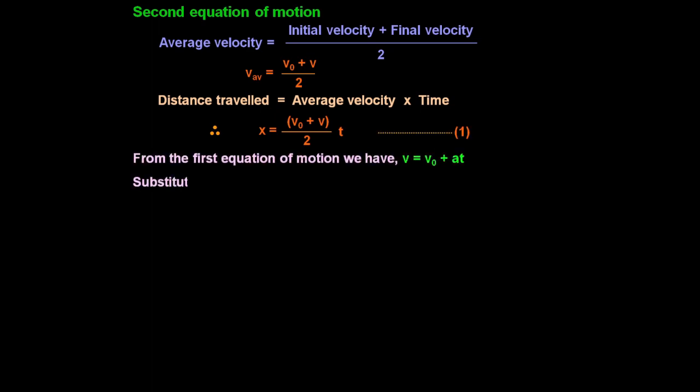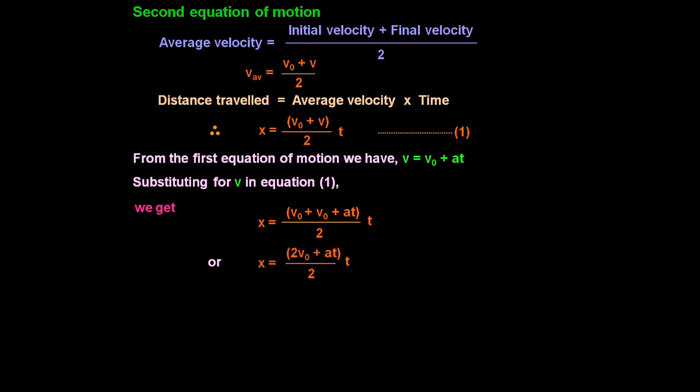Then we replace V using the first equation of motion, V is equal to V naught plus at. On substituting the V value, we get x is equal to V naught plus V naught plus at, by 2, into t, where 2 times V naught is 2 V naught. So 2 V naught plus at by 2 into t. Then on multiplying with t and splitting each term, we get x as V naught t plus half at square.